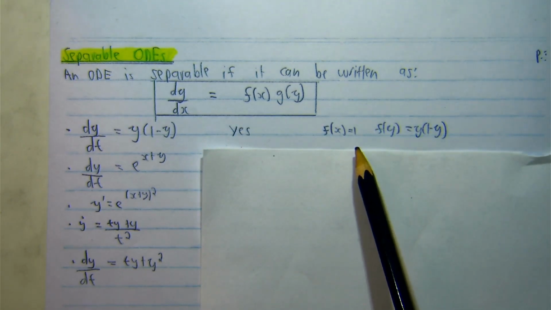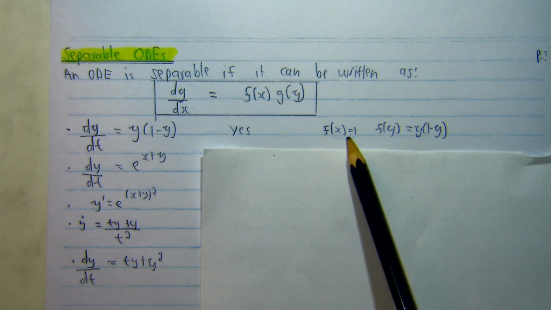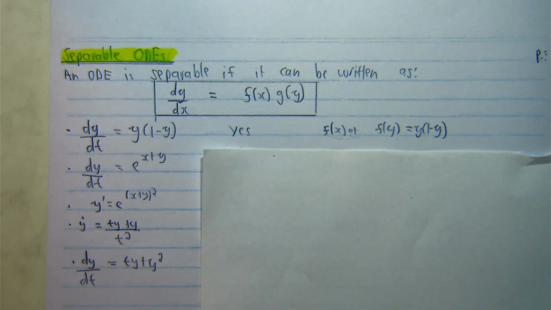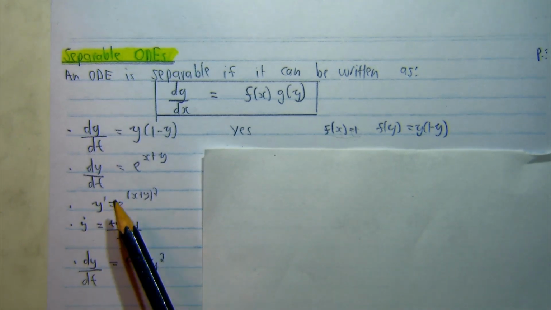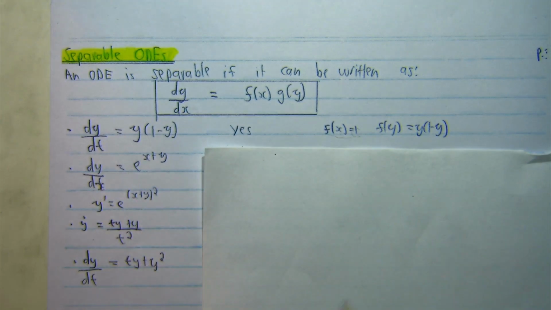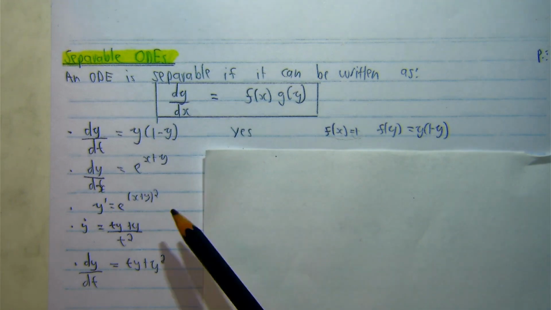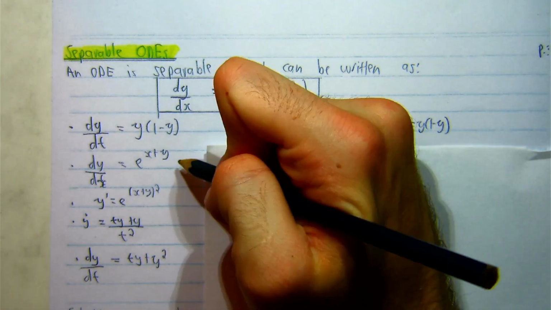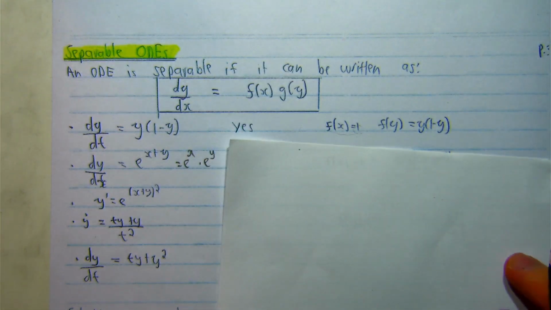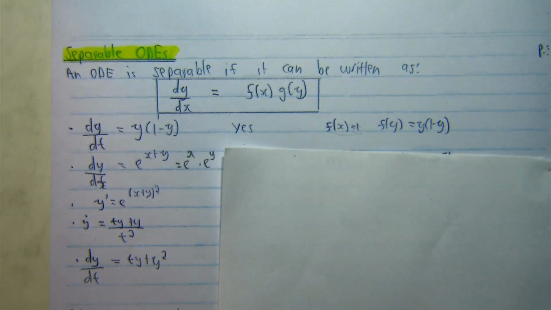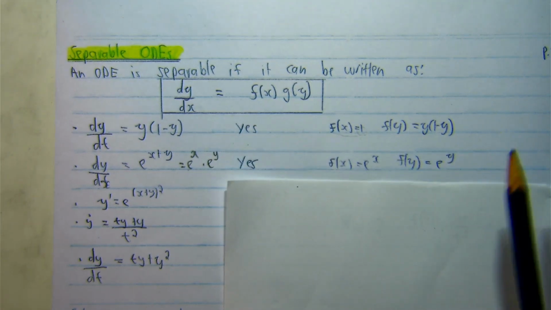Some people might get tripped up by this because f of x is equal to 1 and there's no x inside of this function. But this definitely is a valid function of x, even though it is a constant function with input x. Okay, example number two, dy/dx is equal to e to the power of x plus y. Is this separable? In order to understand whether this is separable, we need to expand out that exponential, and that is equal to e to the x multiplied by e to the y. Writing it in that form makes it pretty clear that it is indeed separable because it's f of x multiplied by g of y. So yes, it is separable.